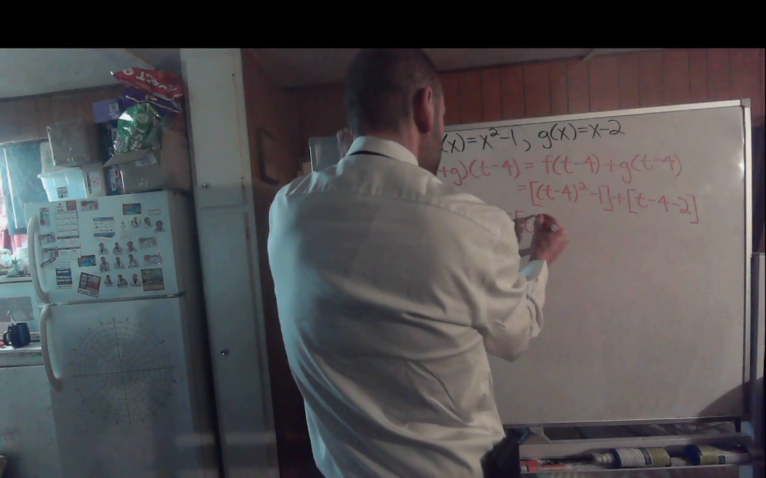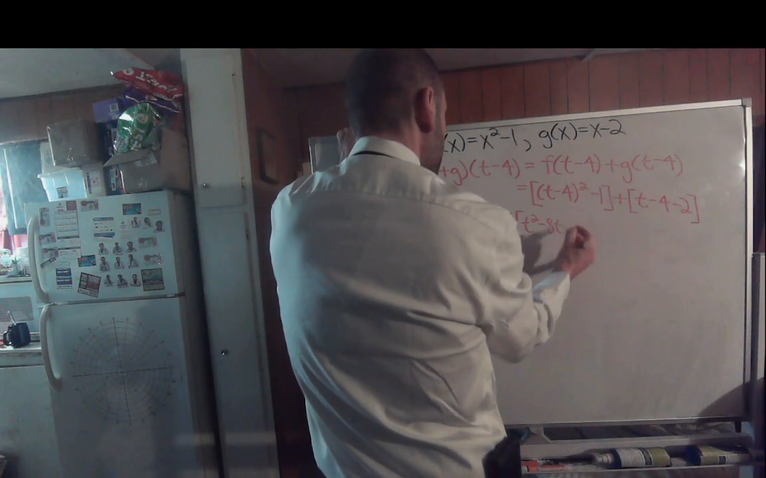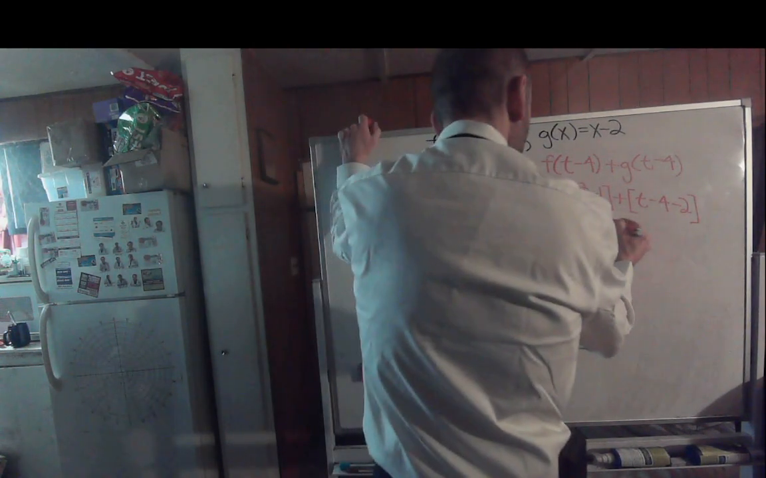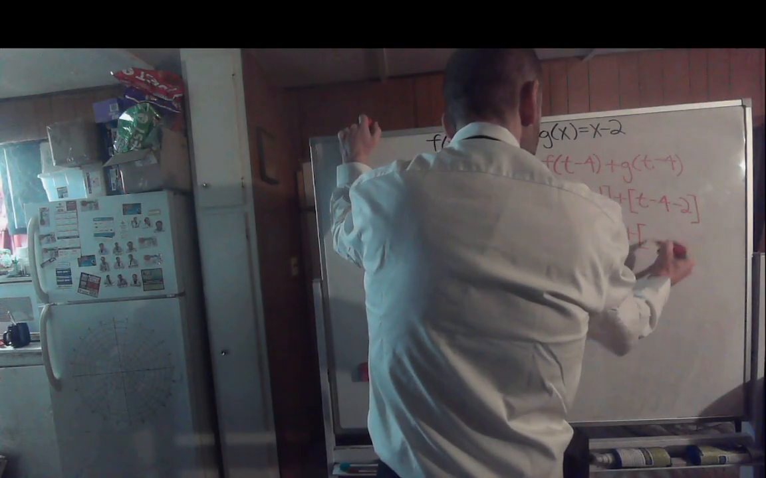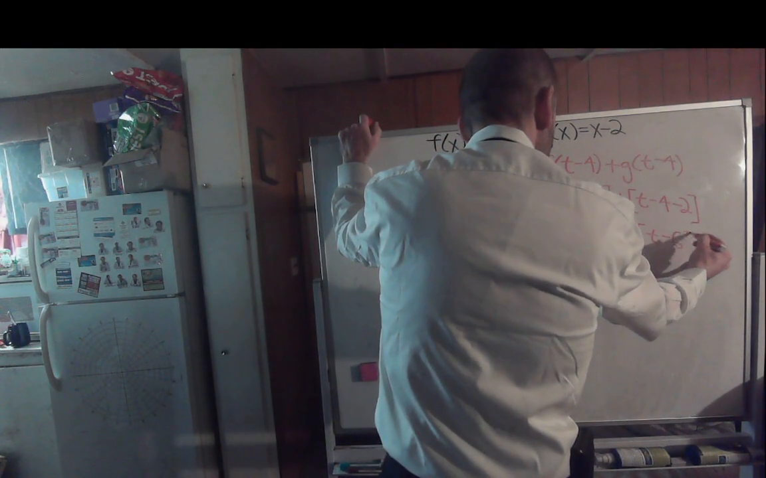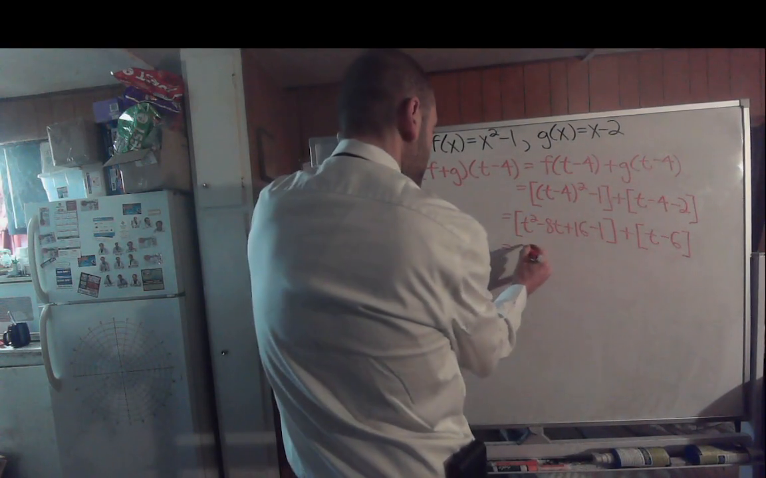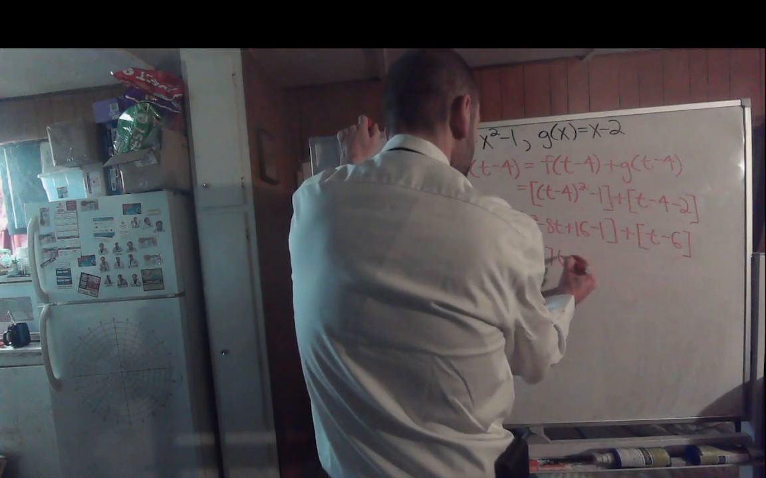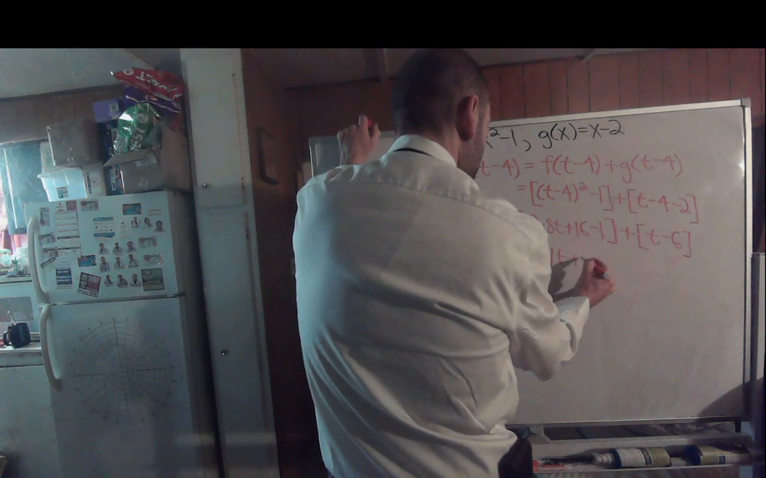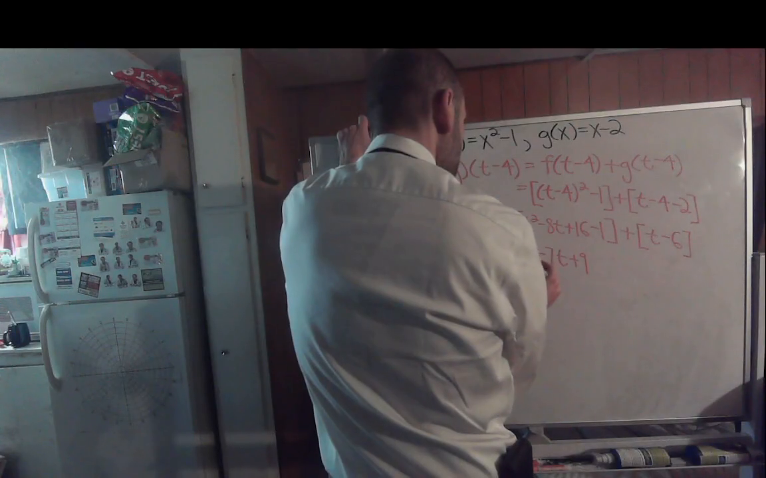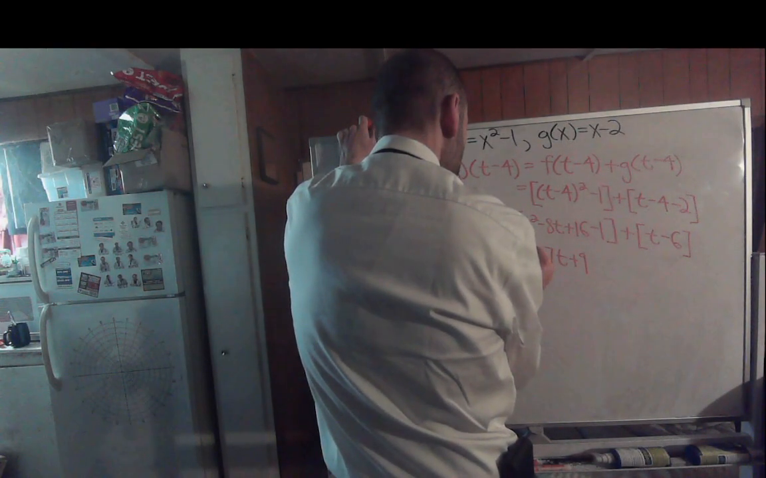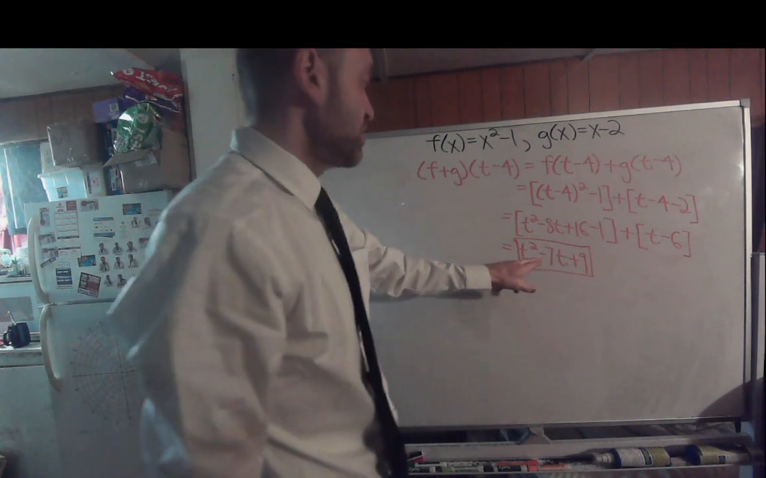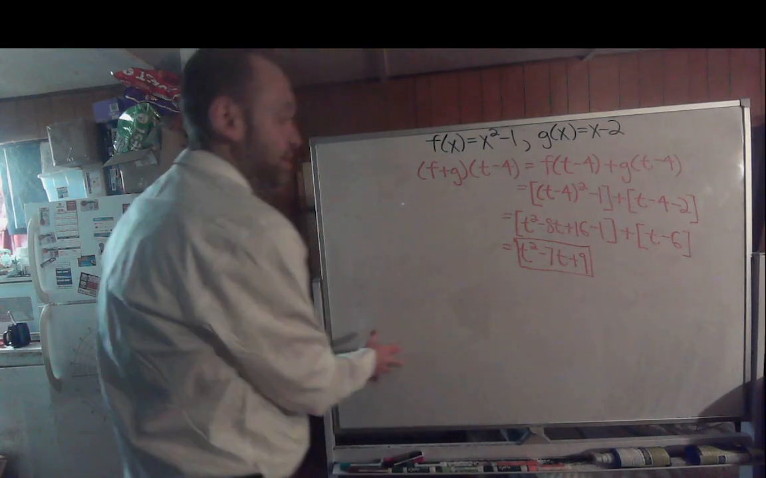That's going to give you t squared minus 8t plus 16 minus 1. All that plus t minus 6, which would make this simplify into t squared minus 7t plus 9. So f plus g of t minus 4 is going to be t squared minus 7t plus 9.